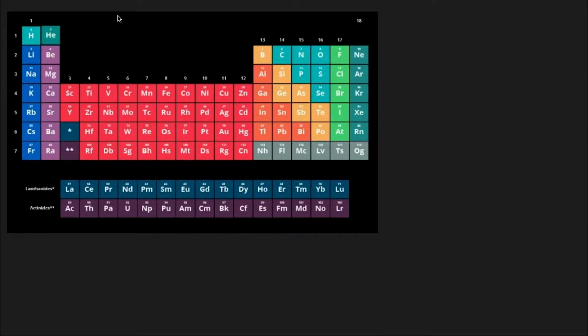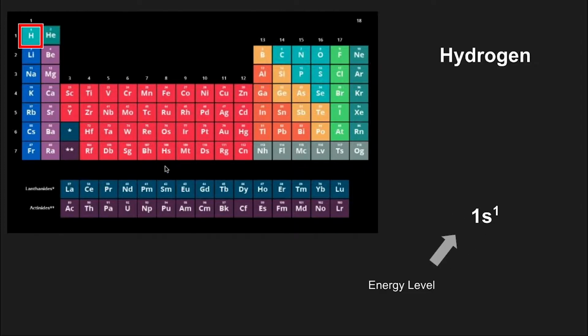Okay, so the first electron configuration we're going to do is for hydrogen. And its electron configuration is just 1s1. And this notation tells us 3 things. The number tells us the energy level, or the shell. And as you can see, hydrogen is in period 1, so the 1 is here. And then the letter shows us the subshell. And you can see that hydrogen has an S subshell because it's in the first group. And then finally, the superscript shows us the number of electrons within the subshell. And hydrogen only has 1 electron, so that's why we only have a 1.